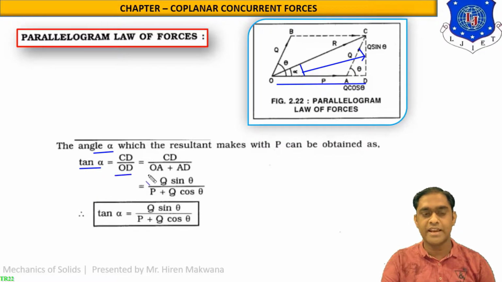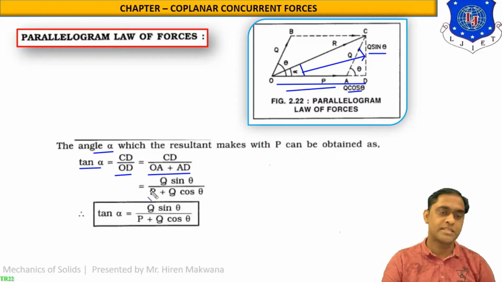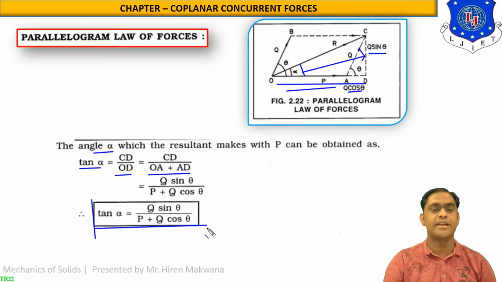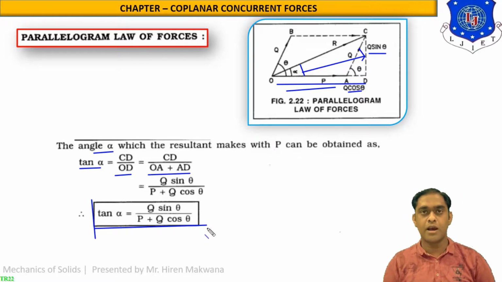Now OD is again divided in two parts, OA plus AD. Replacing the value, what is CD? CD is equal to Q sine theta actually. And what is OA? OA means force P. And what is AD? AD means the horizontal component of Q, which is Q cos theta. So by replacing the value, you will get the formula of tan alpha like this, Q sine theta upon P plus Q cos theta.